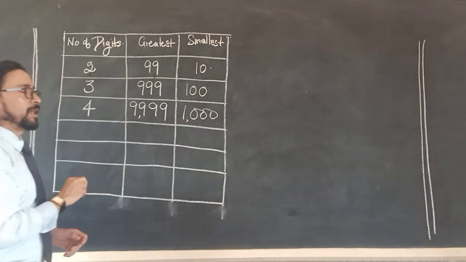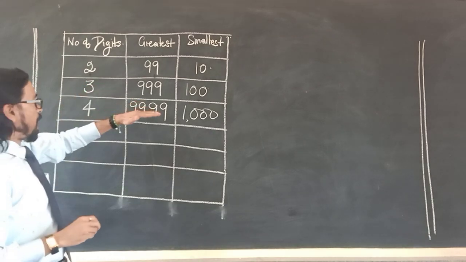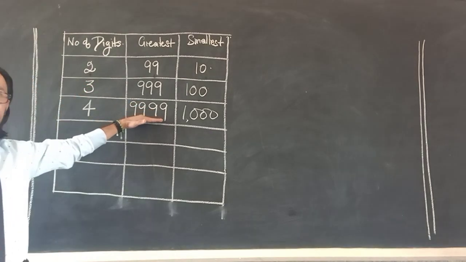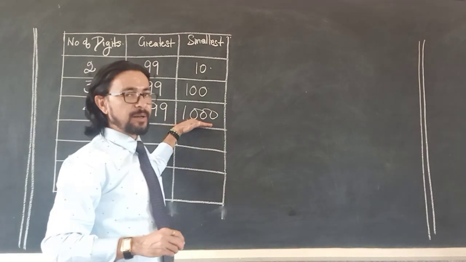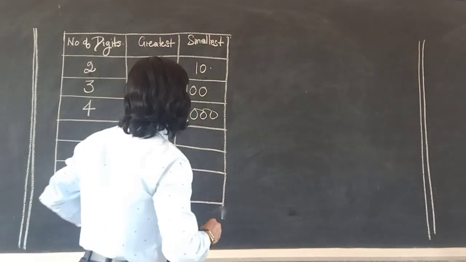The smallest 4-digit number is 1 with 3 zeros. And what is that number? 1000. So the largest of all 4-digit numbers is 9,999, and the smallest of all 4-digit numbers is 1000.